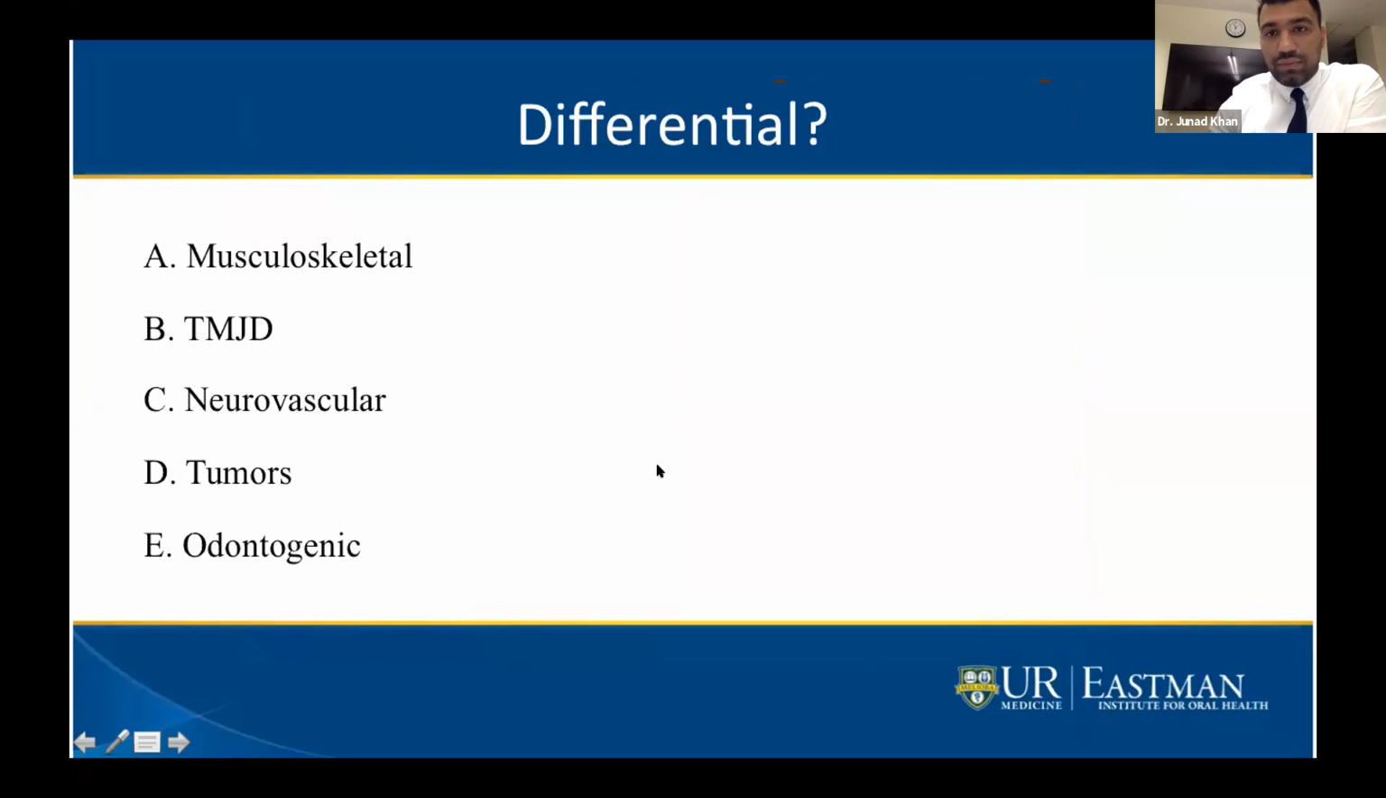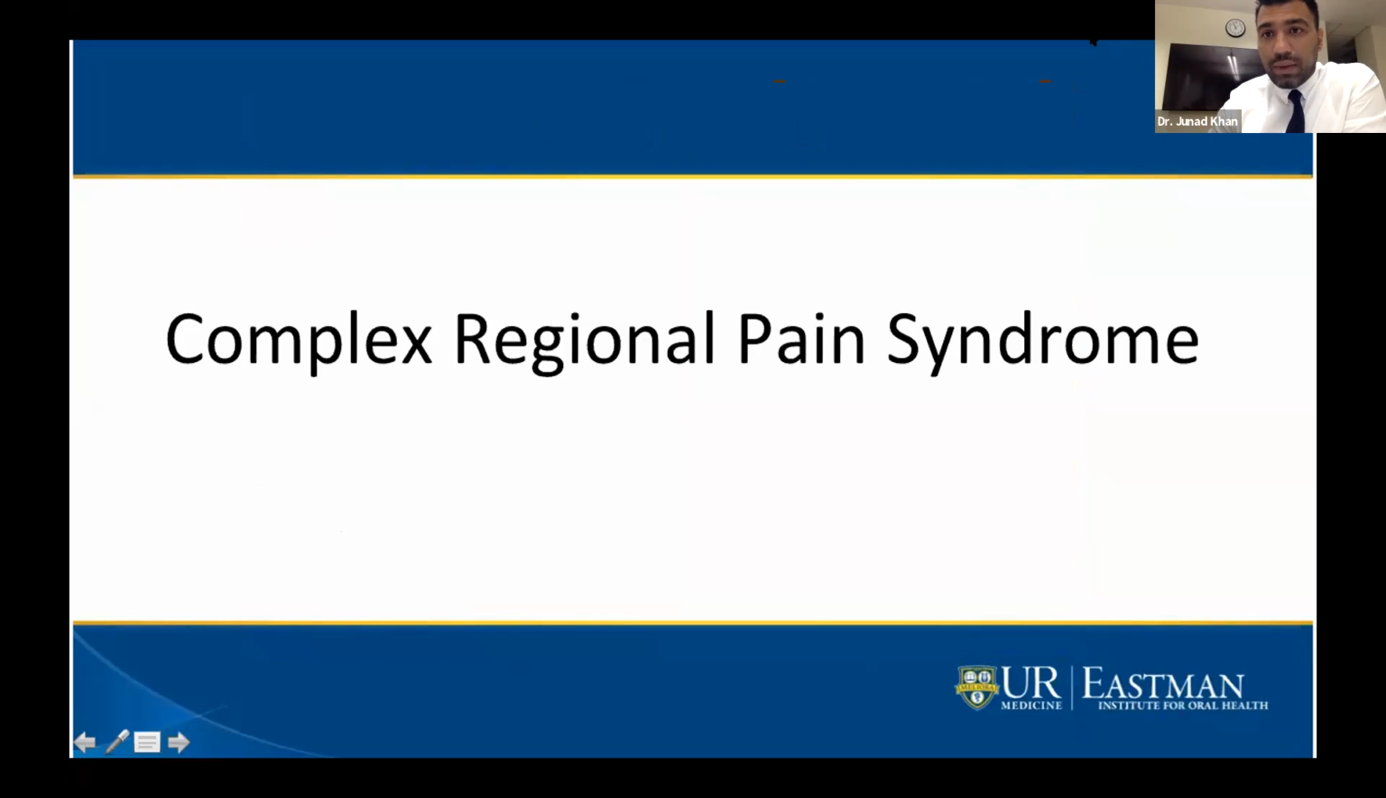Any ideas of what category you think this might be falling under? For the purpose of this presentation, we're trying to limit it to musculoskeletal, neurovascular, neuropathic. From the last few cases, you can think it's definitely not a tooth problem. But when we completed our exam, what it came up to was complex regional pain syndrome.